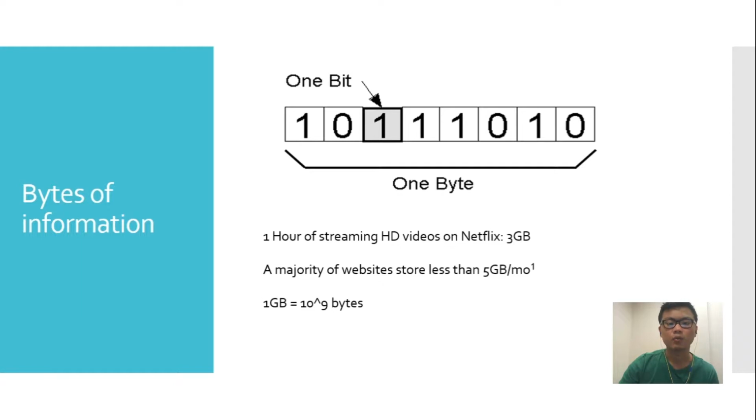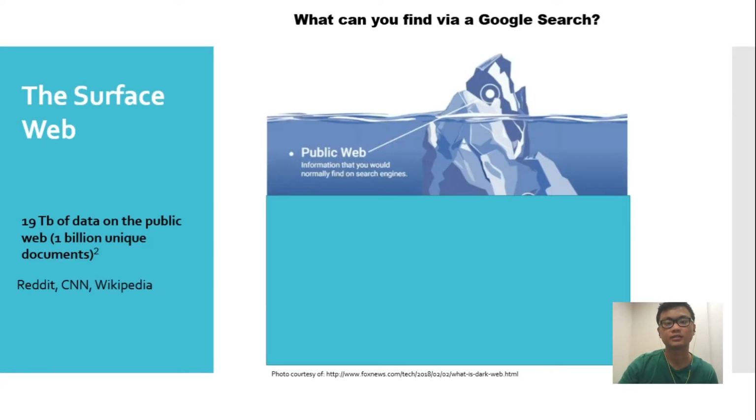For reference, about 1 gigabyte of information is 10 to the power of 9 bytes, and the majority of websites store less than 5 gigabytes of information per month, and an hour of streaming HD videos on Netflix is about 3 gigabytes of information.